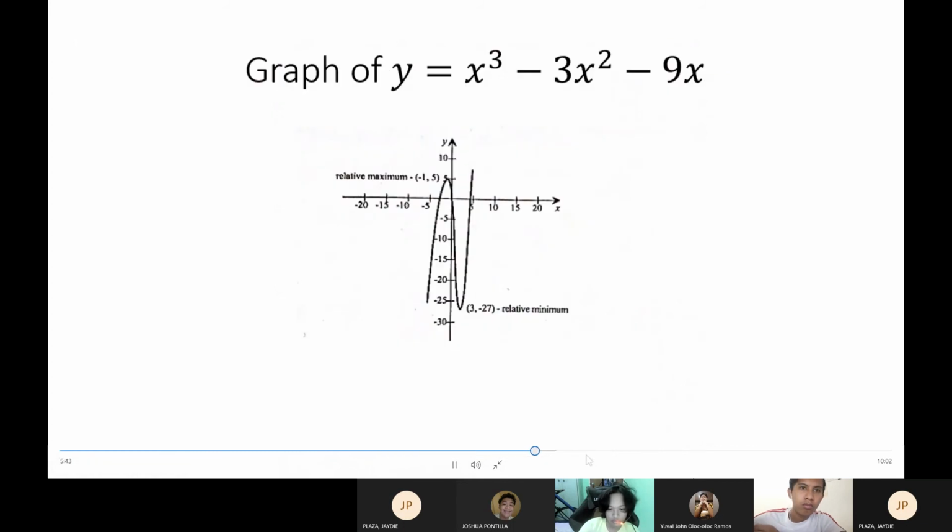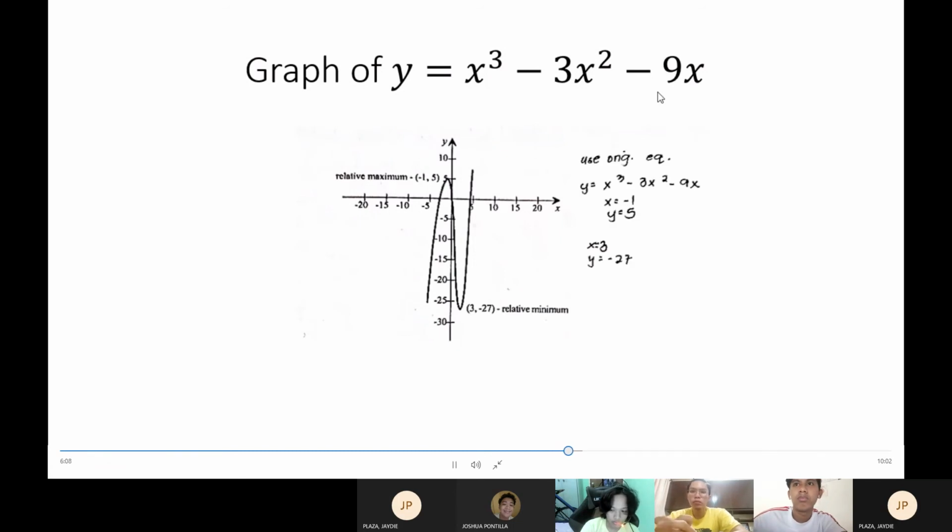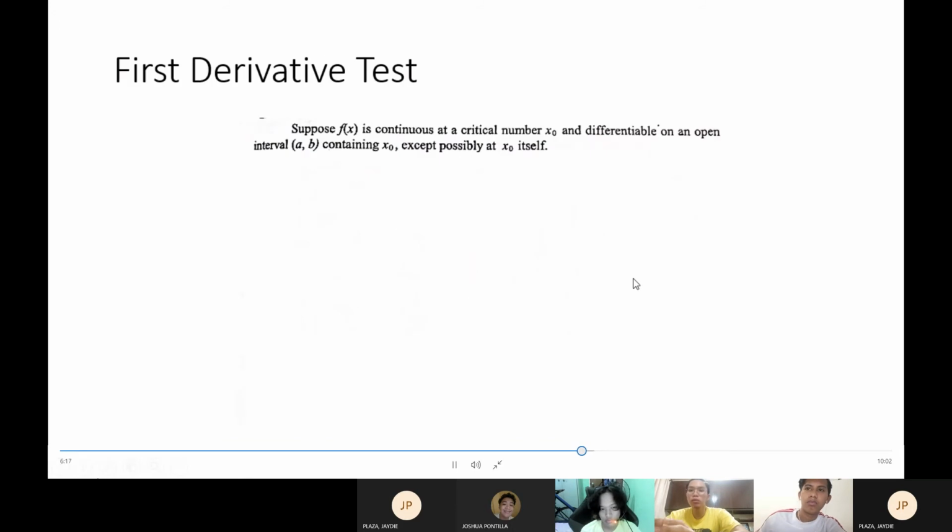This would be the graph for that one. This is the relative maximum, -1 and 5, and the relative minimum, 3 and -27. You can graph this using the table, or you can create another table. You know how to create table in order to form graphs. So that is how we do our relative maxima, minima, extremes, intervals, and sketching of graphs. You can use also the original equation to solve for this one. X is -1, y is equal to 5, and x is equal to 3, y is equal to -27.